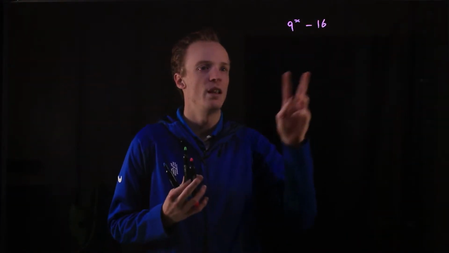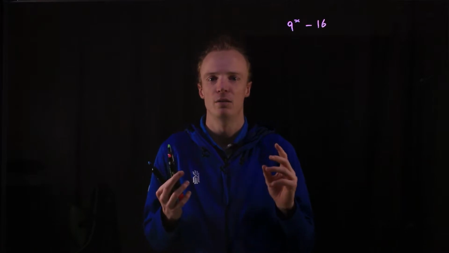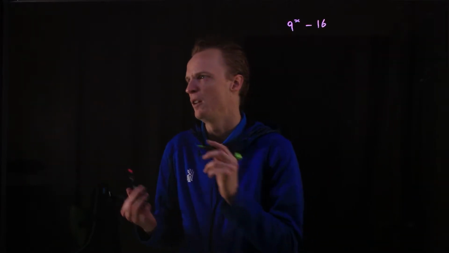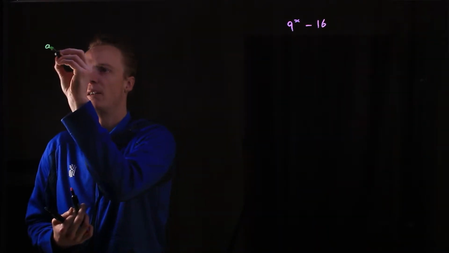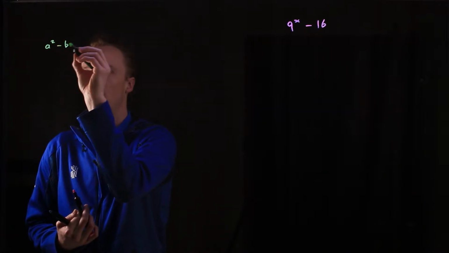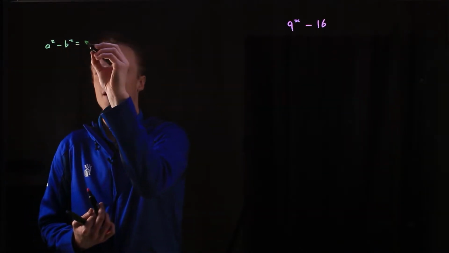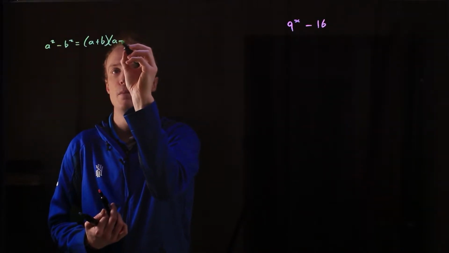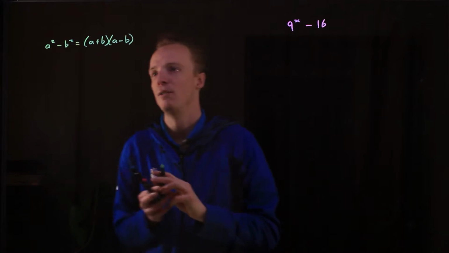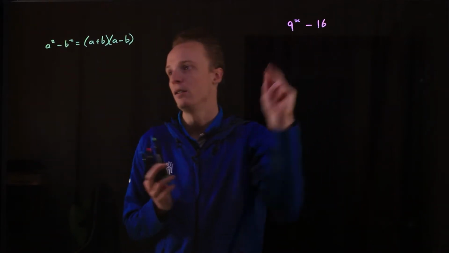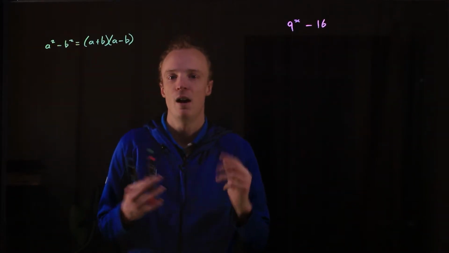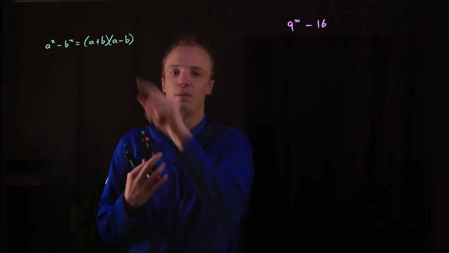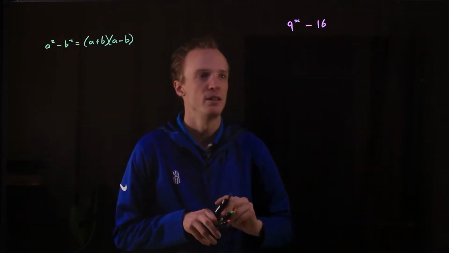Now, this situation here actually maps back to our difference of two squares rule. So you might remember that when we had a squared minus b squared, this factorises back into a plus b and a minus b. So if I can rewrite this to be squares, I can quickly factorise it back into the brackets like I've got here. So let's try doing that.